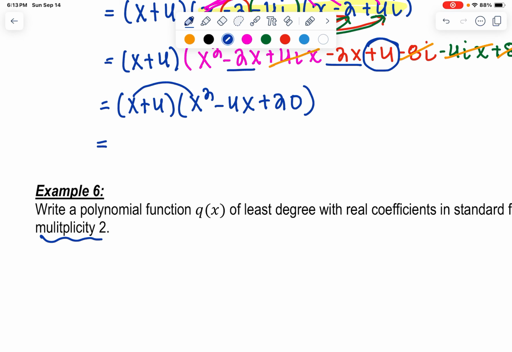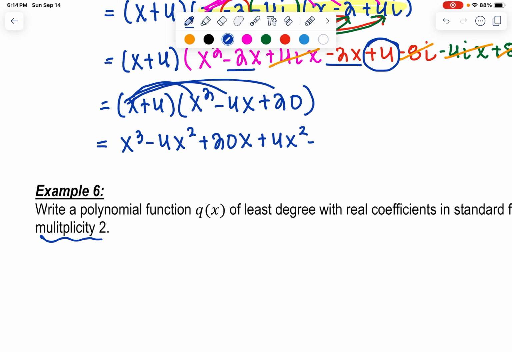So just be careful. X times x squared is x cubed. X times negative 4 is negative 4x squared. X times 20 is 20x. Now I'm going to distribute that 4. I have 4x squared minus 16x plus 80. Look for a pattern, 3, 2, 1, 2, 1, 0, okay?